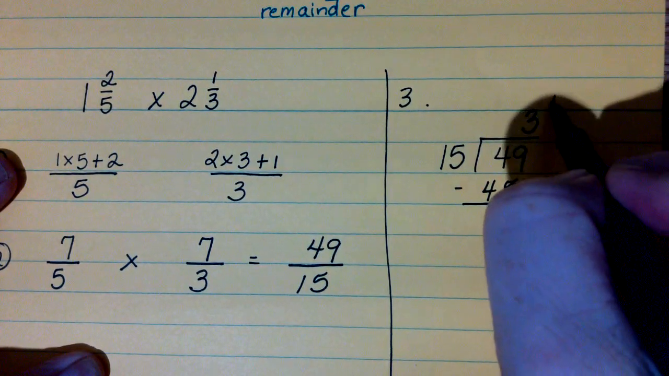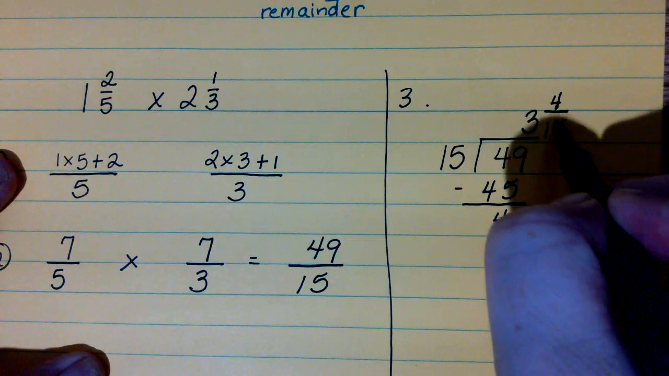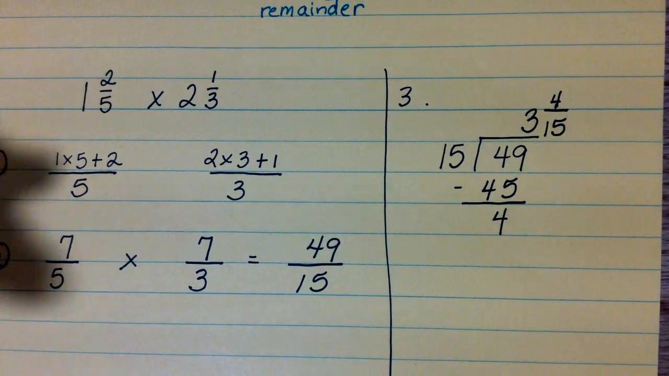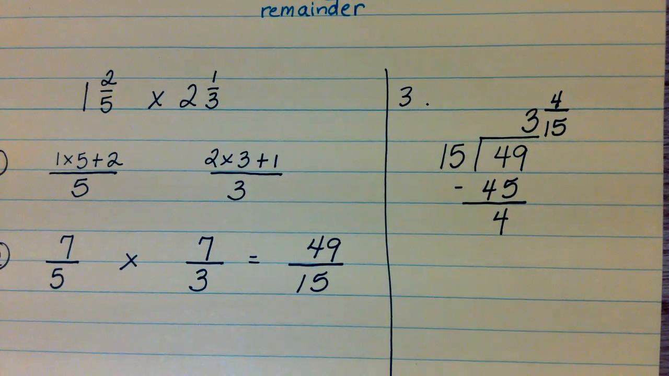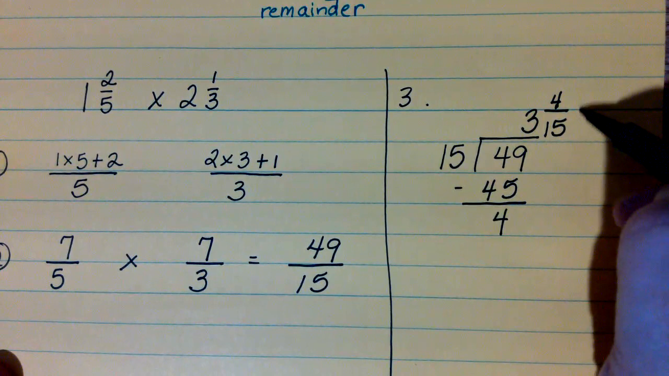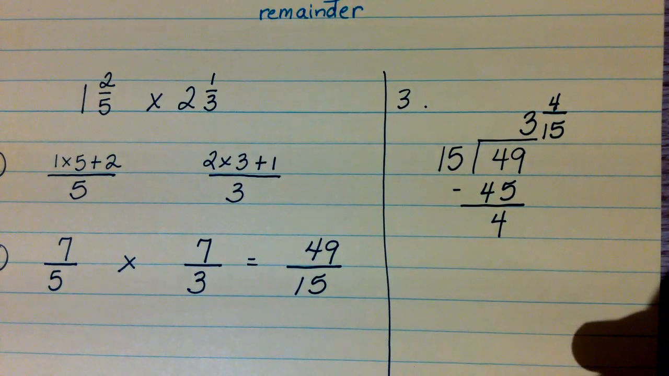So I know that my mixed number will be 3 4/15. I cannot simplify this any further. This is as low as it can go. There are no common factors between 4 and 15 other than the number 1.